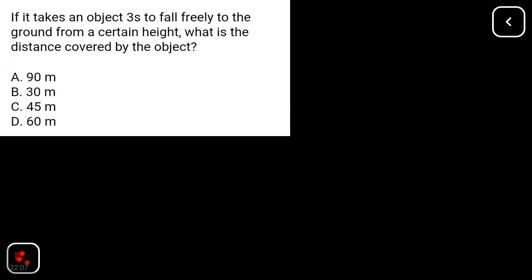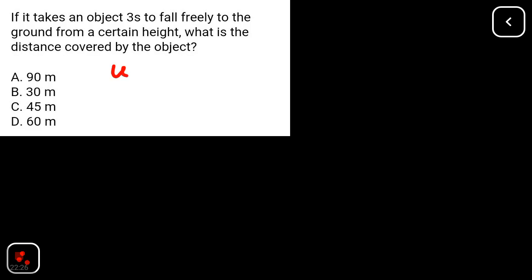So here you say if it takes an object 3 seconds to fall free to the ground from a certain height. This is free fall, right? What is the distance covered? So we say something falls from a certain tree, right? They didn't say they threw the thing, they didn't say they pushed the thing. So actually before you start falling, you start from 0.